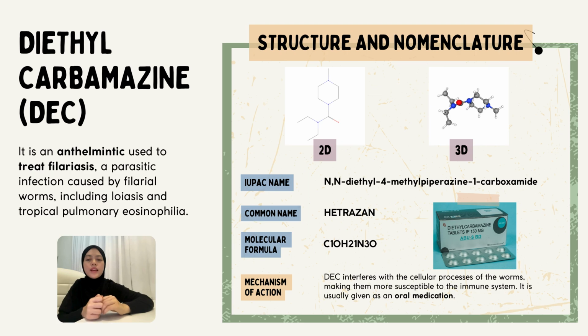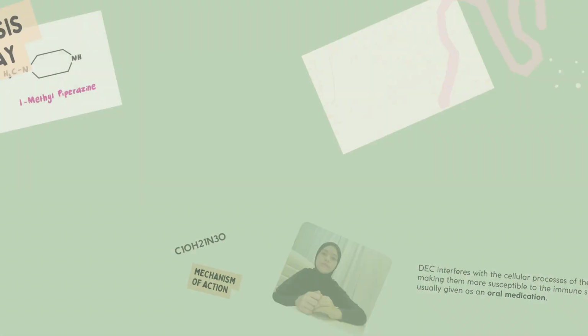C10H21N3O. DEC works by interfering with the cellular processes of the worms, making them more susceptible to the immune system, and this is usually given as an oral medication.